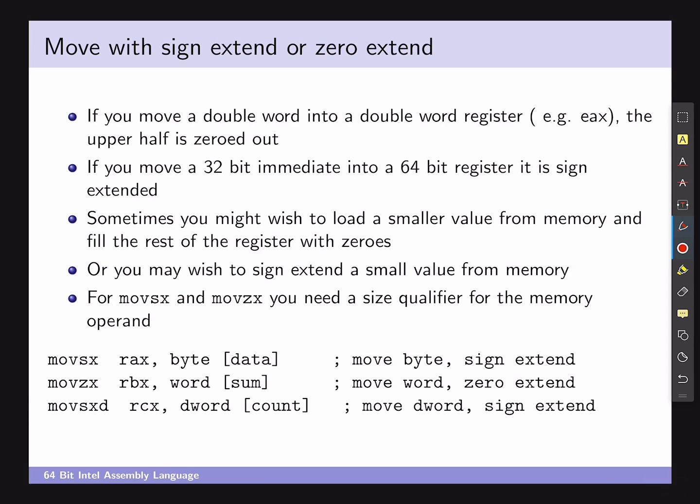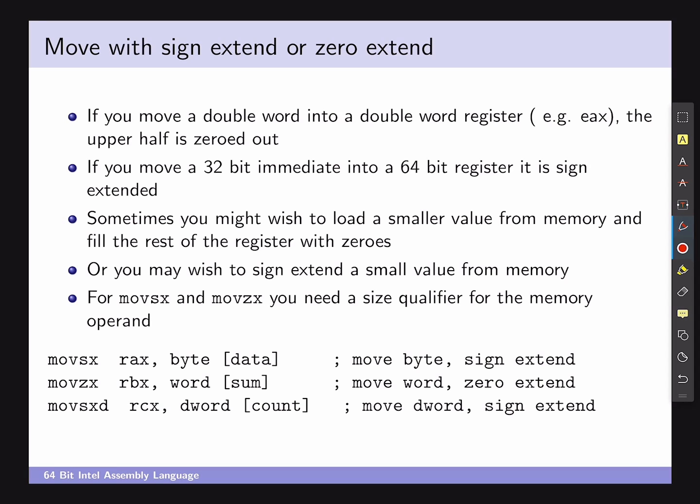Now there are 3 more instructions that I think are important with regards to move to discuss, and they're referred to as sign extend or zero extend instructions. I mentioned earlier that when I move a value into a 32-bit register, by default it would zero extend. The truth is it's slightly more subtle than that: if I move a double word into RAX, the upper half is zeroed out, as I said, but if you move a 32-bit immediate value into a 64-bit register, it is actually sign extended. So what does that mean? What does sign extend mean?